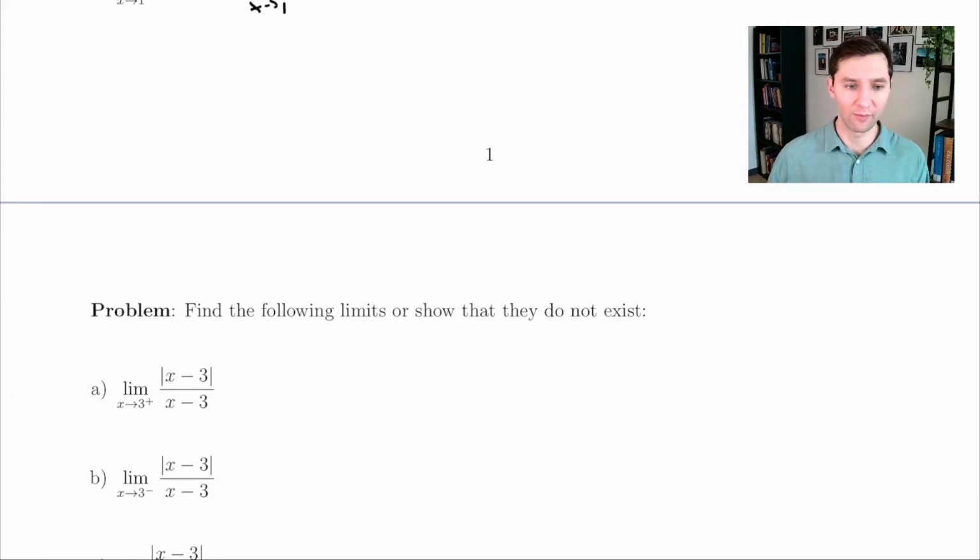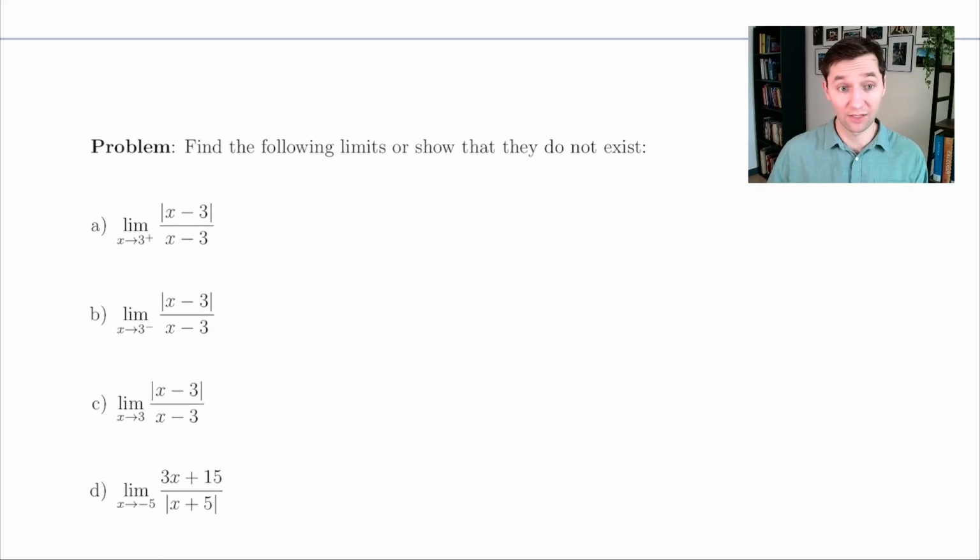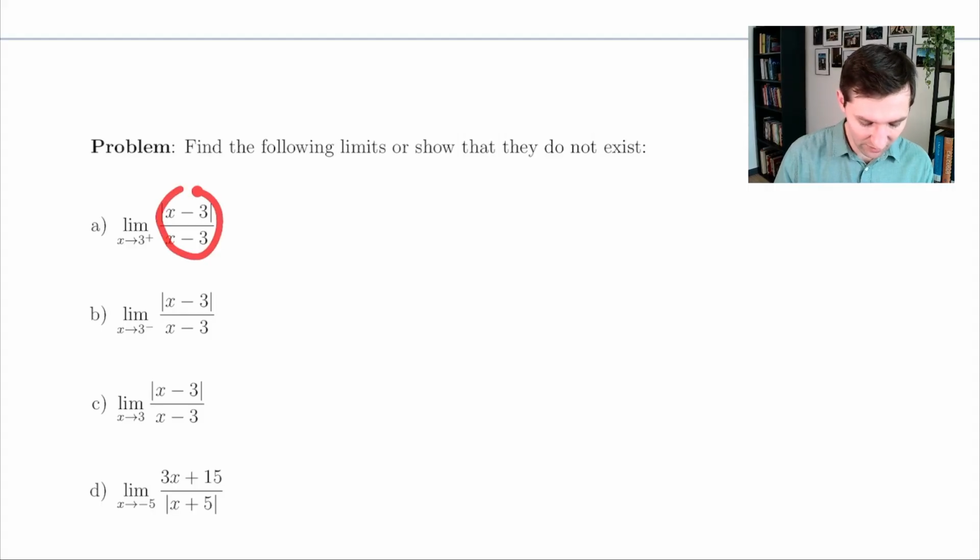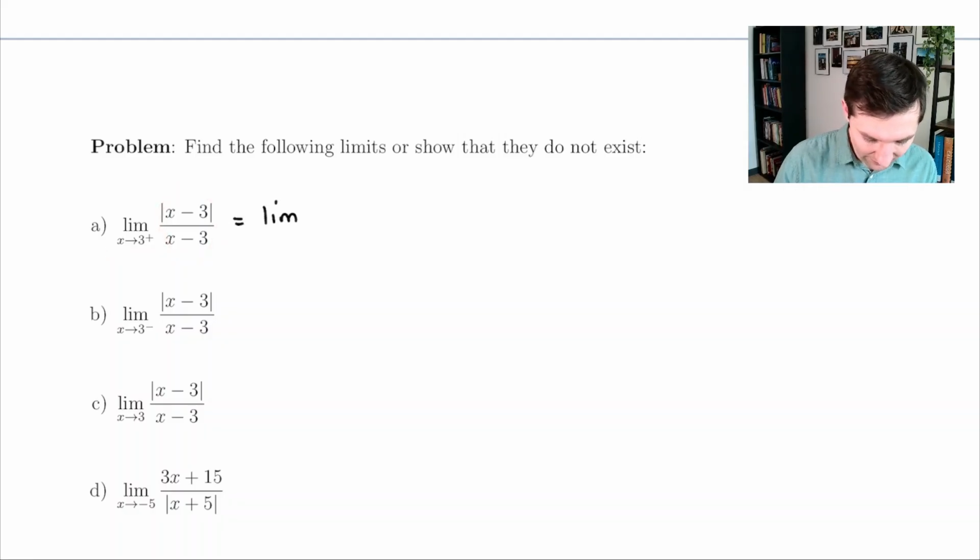I have one more problem for us to try. If you would like to try this problem on your own first, again, you can stop the video now. First, I must find the limit of this expression as x goes to 3 from the right. The first step is to rewrite the expression so that it doesn't have absolute value anymore.